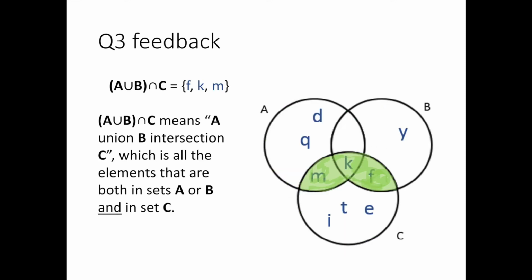Question 3, feedback. This question asked for all the elements in A union B intersection C. This means all of the elements that are in both sets A or B and also in set C. That's shown by the shaded region in this diagram and was the elements F, K and M.